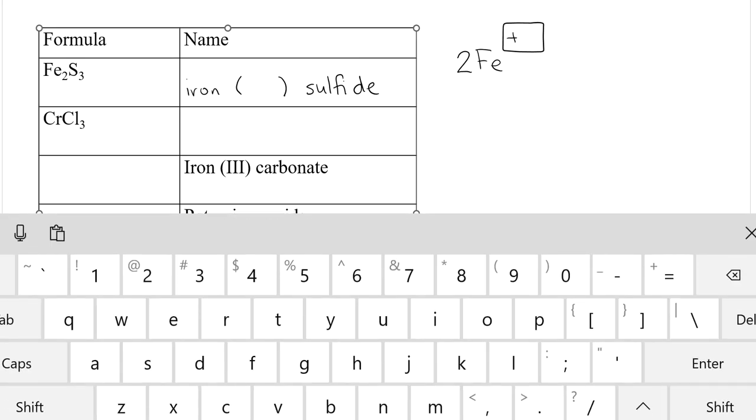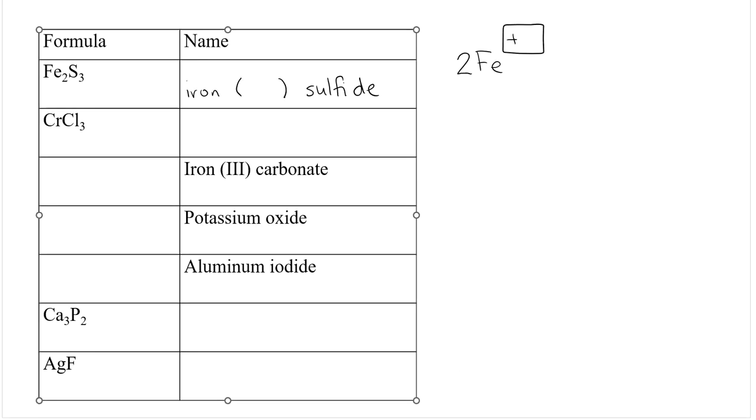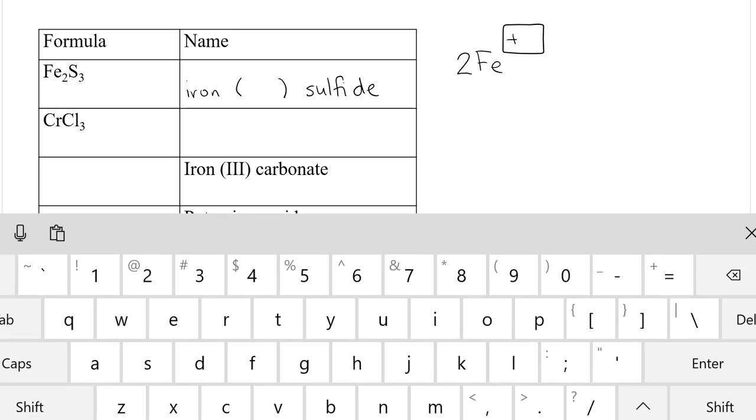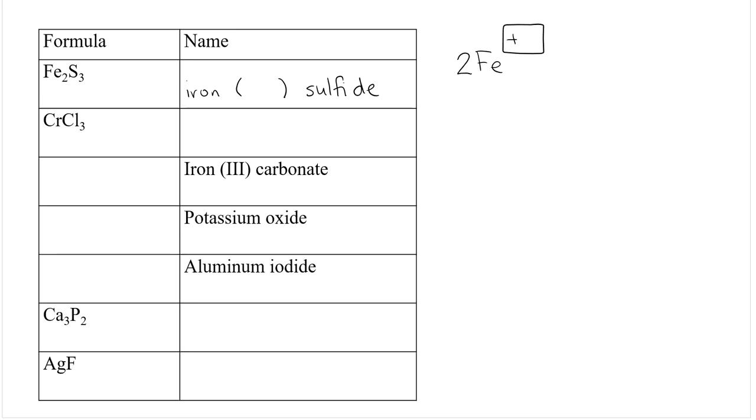This subscript of 3 on the sulfur means that we have 3 sulfide ions. So we have 3 sulfide ions.